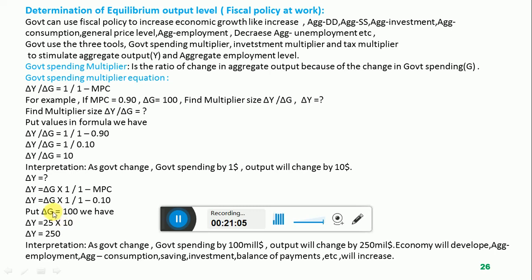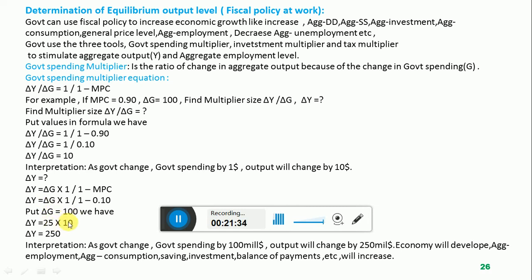And delta G, again, I am sorry, this is a typing mistake. Delta G is 100, but I put here 25. Students, I am again repeating, correct this in your notebook. This delta G, its value is given in here, that is $100 million, but in here I am substituting $25 million. So this is a mistake. Correct this. Delta G is 100, so put delta G 100, not 25.